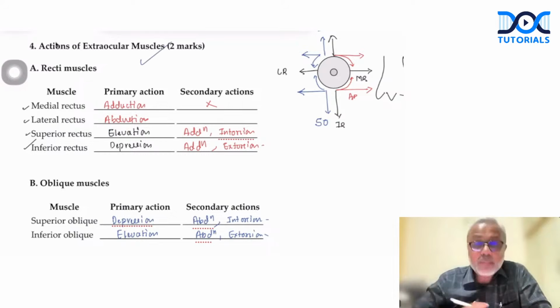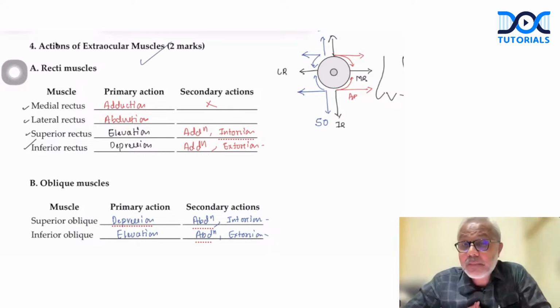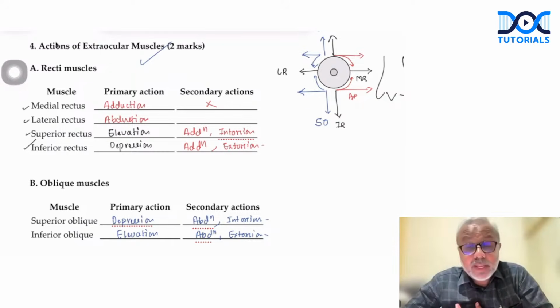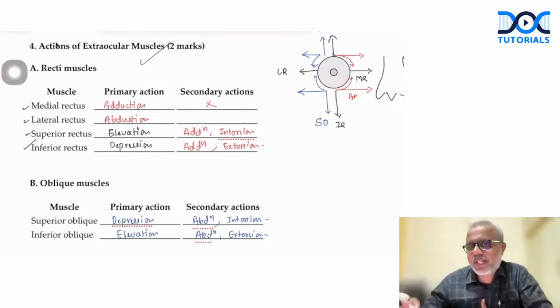Remember, extraocular muscle actions sometimes can be given more weightage, right? Nerve supply may be 2 marks, but they may keep a lot of marks for actions. And if you draw this diagram, nothing like it.